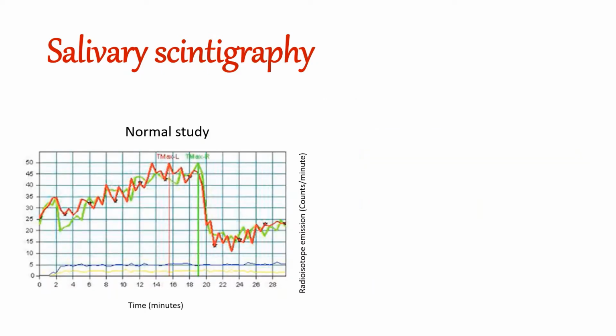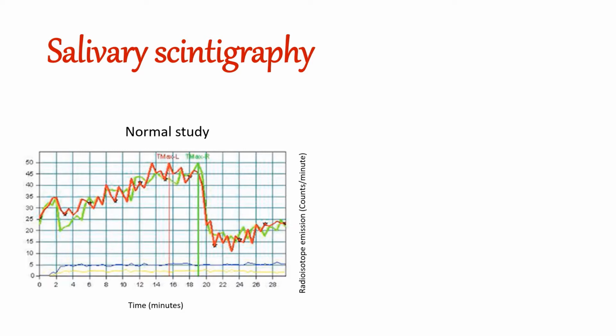The computer output will be in the form of a graph that is shown here. This is a graph obtained from a normal individual. On the y-axis is the radioisotope emission intensity and on the x-axis is the time in minutes. As we can see, maximum intensity of emission is noted around 15 minutes after isotope injection. This is the Tmax value. The Tmax value indicates the adequate trapping of the isotope by the salivary glands.